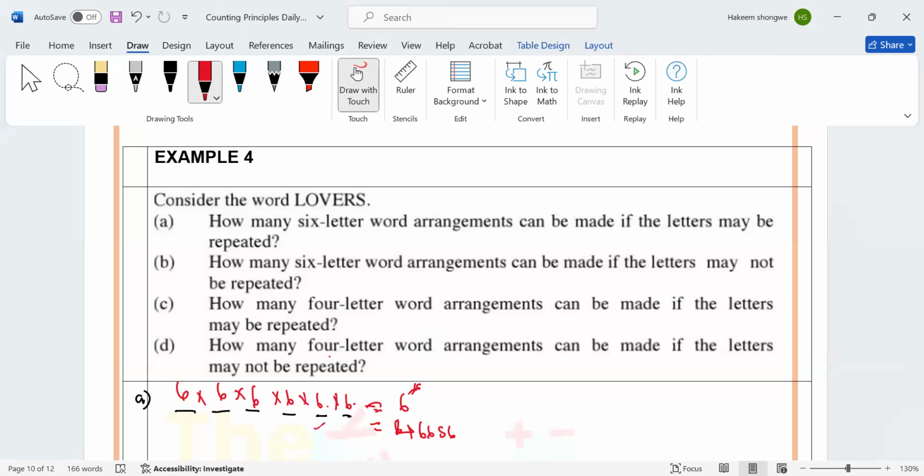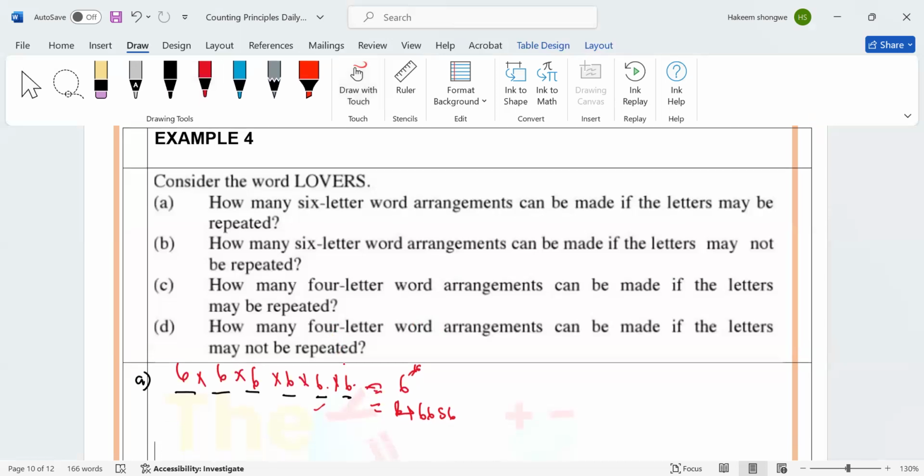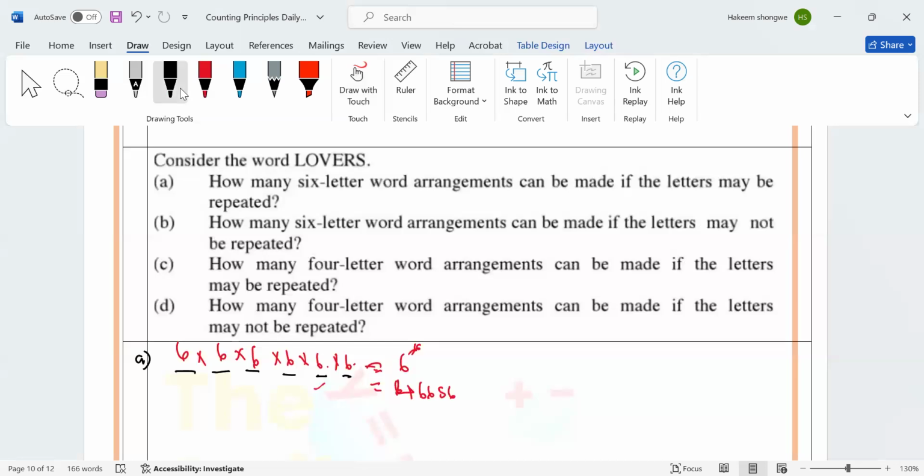On number B, they say, how many 6-letter word arrangements can be made if the letters may not be repeated? Now, how many spaces do we have? We still have 6 spaces, 1, 2, 3, 4, 5, 6. Repetition is not allowed. Once you use L, L is out. So you are going to have something like this.